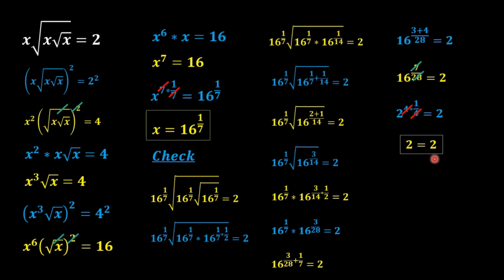So you can see that both sides of the equation are the same. So it means that the value of x, which is x equal to 16 to the power 1 over 7, is true for this expression, which is x under root x equal to 2.